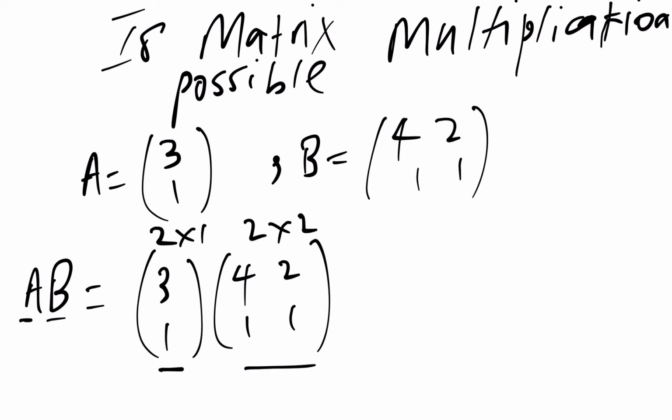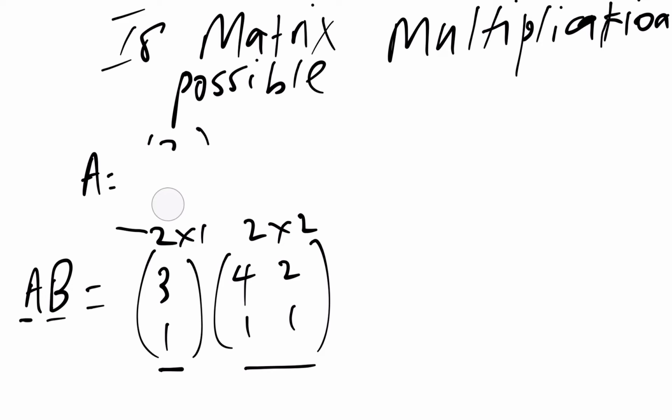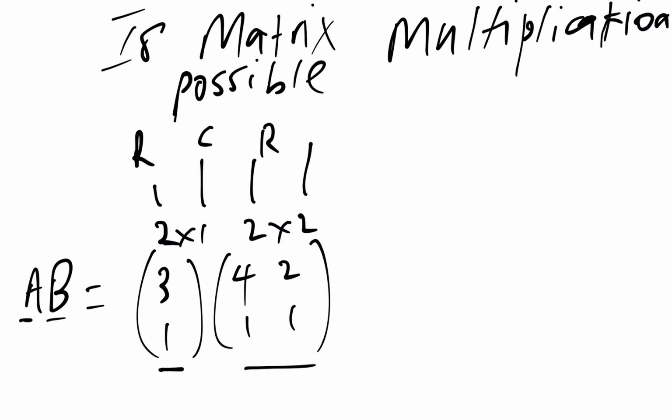So we are saying these two. Let me erase this, I want to open some space here. We're saying this is a 2 by 1. This 2 represents the number of rows, this 1 the number of columns, this 2 the number of rows, this 2 the number of columns.